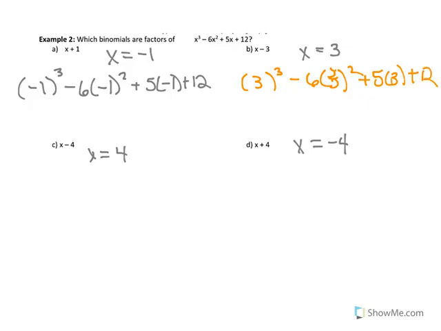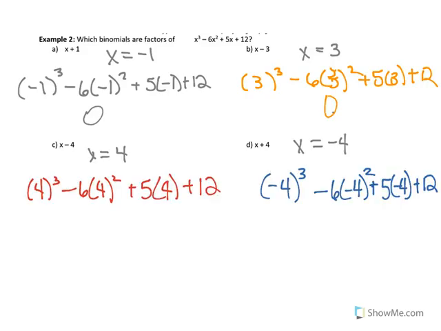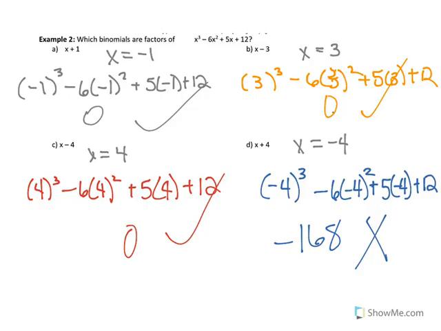Okay, so the first one, you should have got 0. Second one, you should have got 0. The third one, you should have got 0. And the fourth one, you should have got negative 168. So no, yes, yes, yes are all factors.